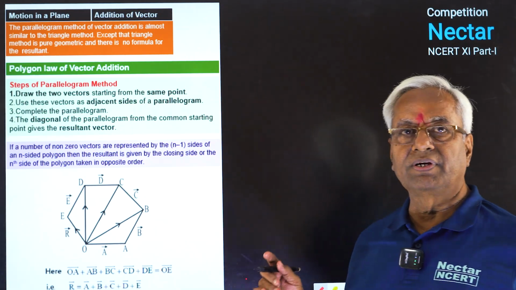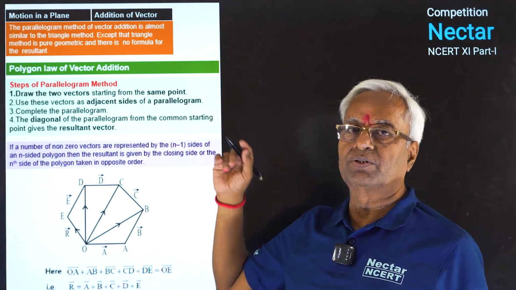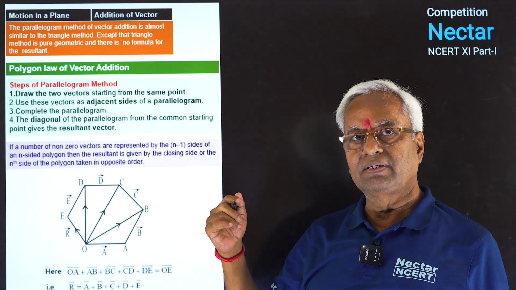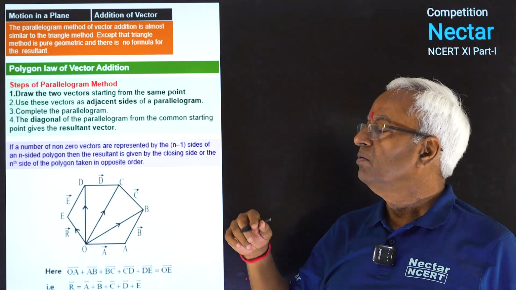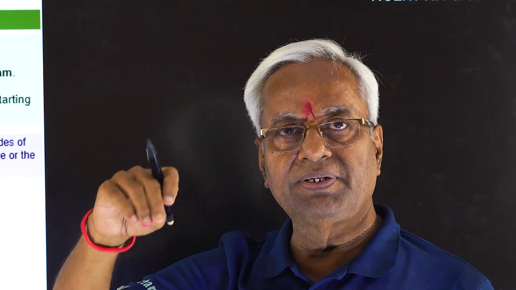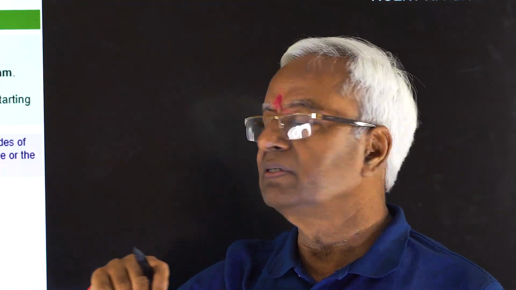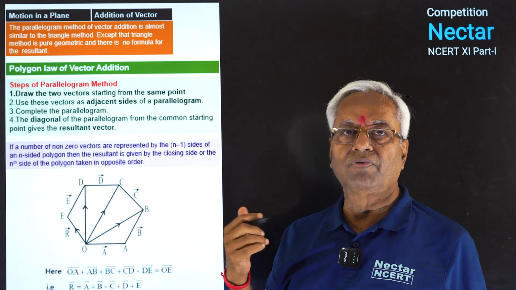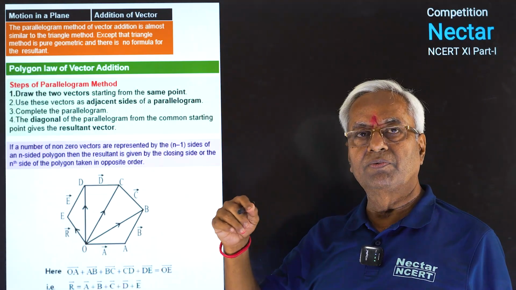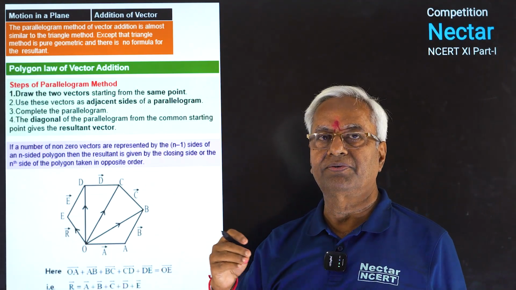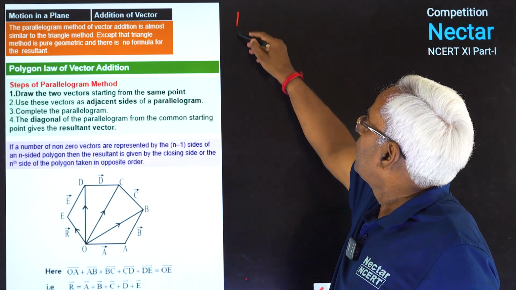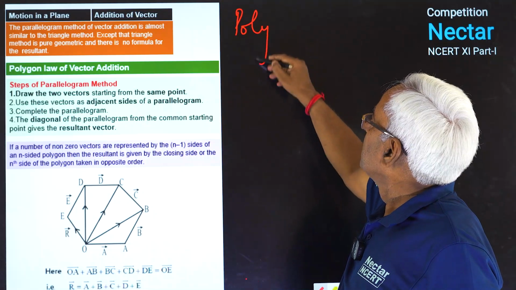So far we studied two methods of adding vectors. One is the method of triangle and the other is the parallelogram method. Both methods might lead to the same result, but the triangle method is not going to give you the formula. The parallelogram method gives the accurate formula for finding the resultant of two vectors. One step ahead, now we'll study the polygon method of vectors.